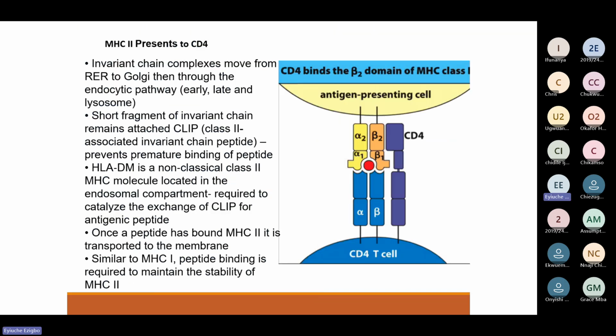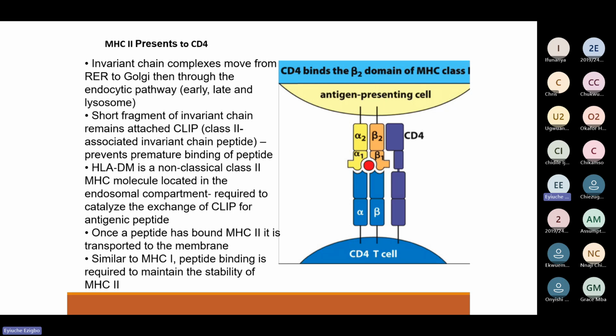Okay, so this is also a diagram representing the process of antigen processing and presentation by the MHC class 2. The invariant chain complexes move from the rough endoplasmic reticulum to the Golgi, then through the endocytic pathway. Short fragments of the invariant chain remain attached, called CLIP, which prevent premature binding of peptides. There's a process of specificity to ensure that what it's programmed to address is what it's actually handling.